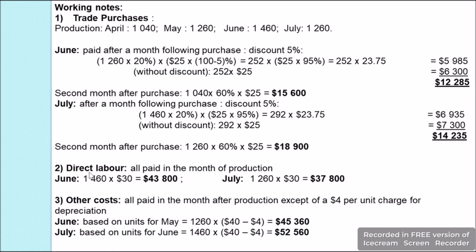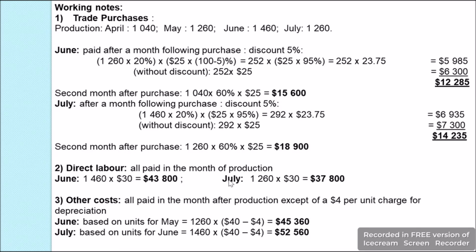Next we have direct labor. All are paid in the month of production. So for June, the production is 1,460 units and we are paying the direct labor at a unit rate of $30. So 1,460 times $30 will be $43,800 for the month of June.